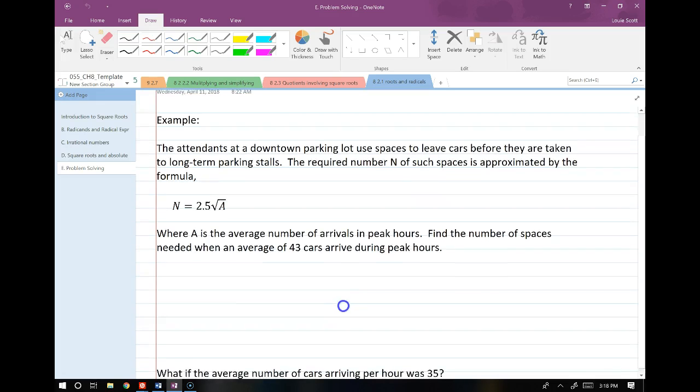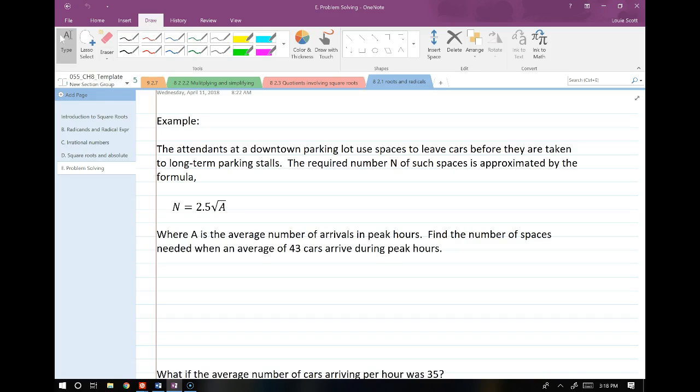For these ones, these are all just plug and play, especially in this chapter. So let's check out this problem. The attendants at a downtown parking lot use spaces to leave cars before they are taken to long-term parking stalls. The required number n of such spaces is approximated by this formula: n equals 2.5 times the square root of a, where a is the average number of arrivals in peak hours. Find the number of spaces needed when an average of 43 cars arrive during peak hours.